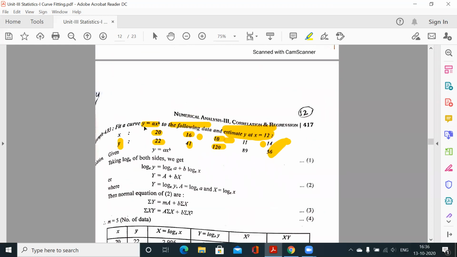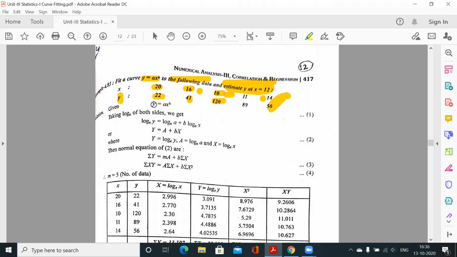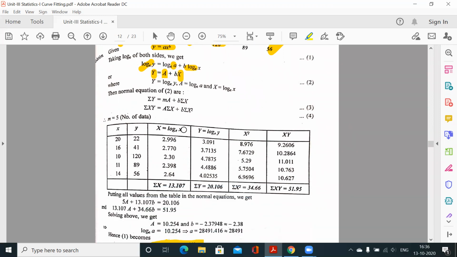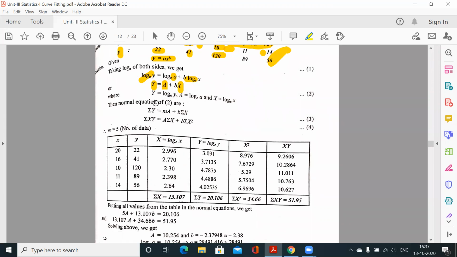Clear? So this is the curve. First we need to convert this into a straight line. So taking logarithm, log y is equal to log a plus b log x. Now this is capital X, capital Y, capital A. So what we need, these are two normal equations. So this is x, small y. Next capital X, because we have changed small x also. So log x, this is capital X is log x.